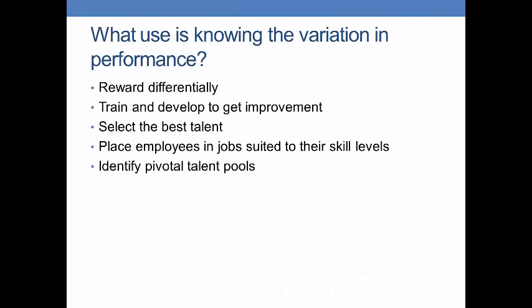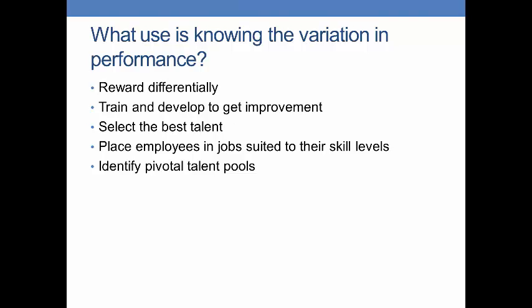What can we do if we can describe the variation in individual performance? What good is that to us in HR? Some possible answers are that we can reward differentially, we can train and develop to get improvement, and we can place employees appropriately in jobs suited to their skills and skill sets. Let's focus on that last one of placing employees. We would actually want to be able to predict their skills and skill levels before we place them, not to have to place them and then wait to find out whether they have the appropriate skills for the job.